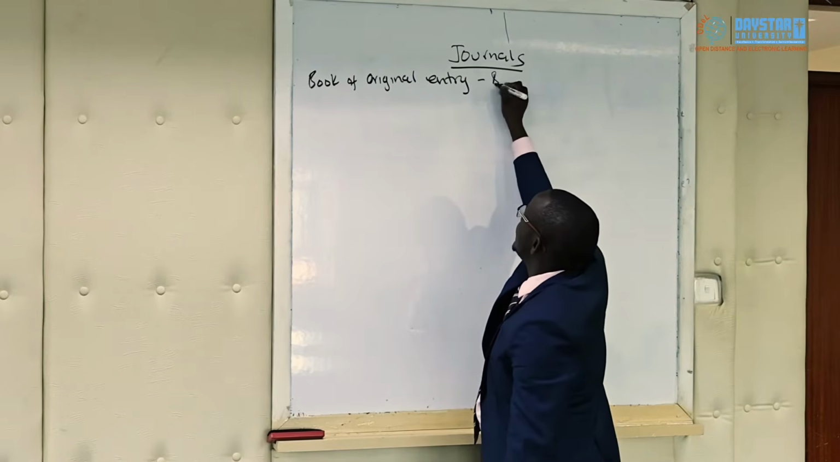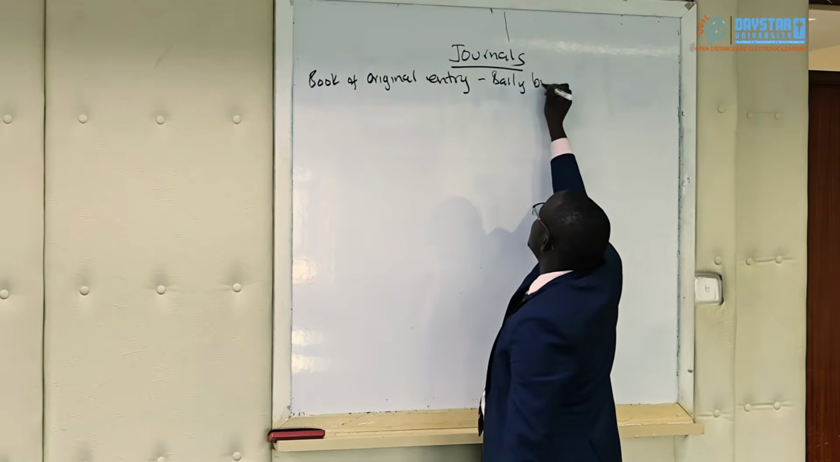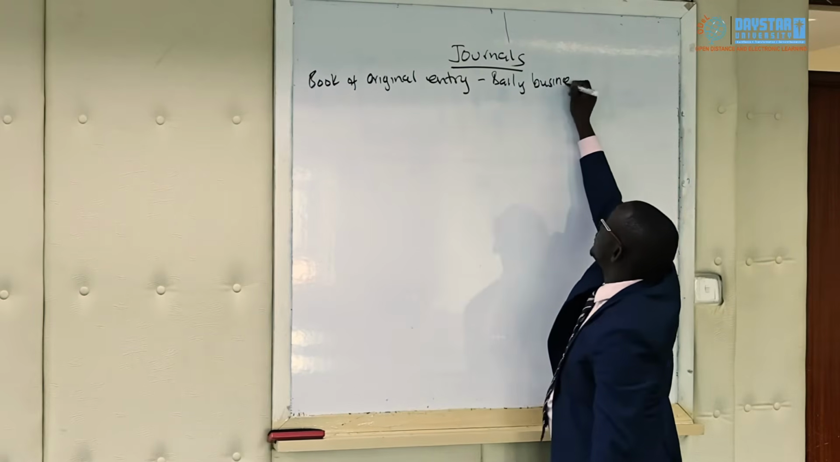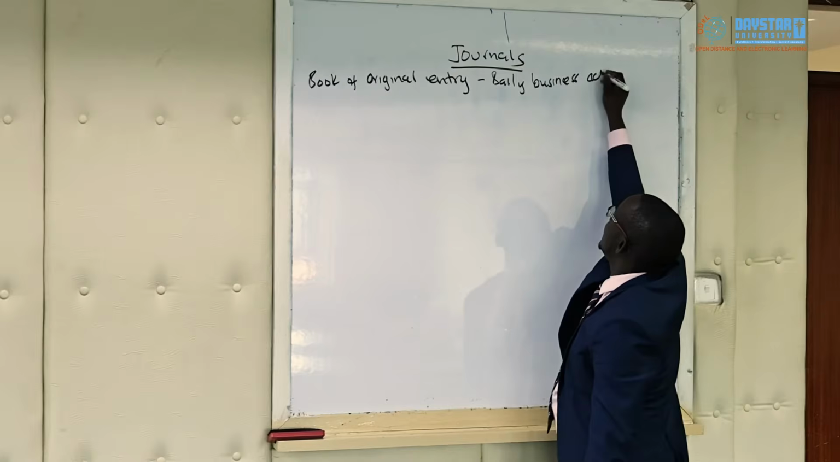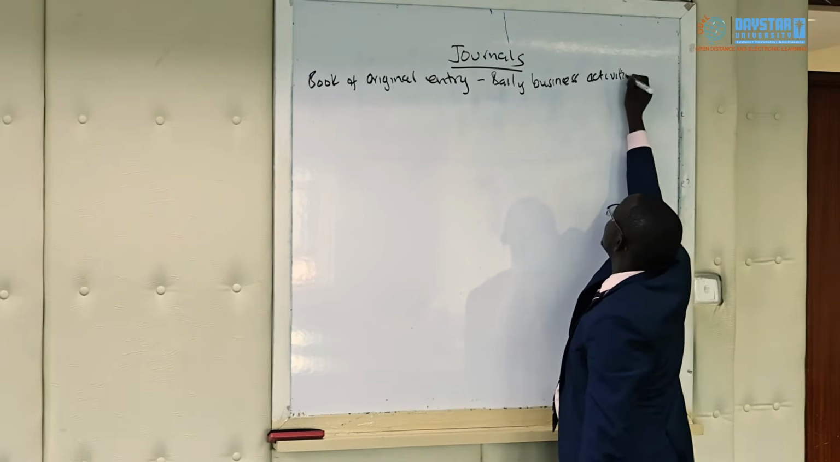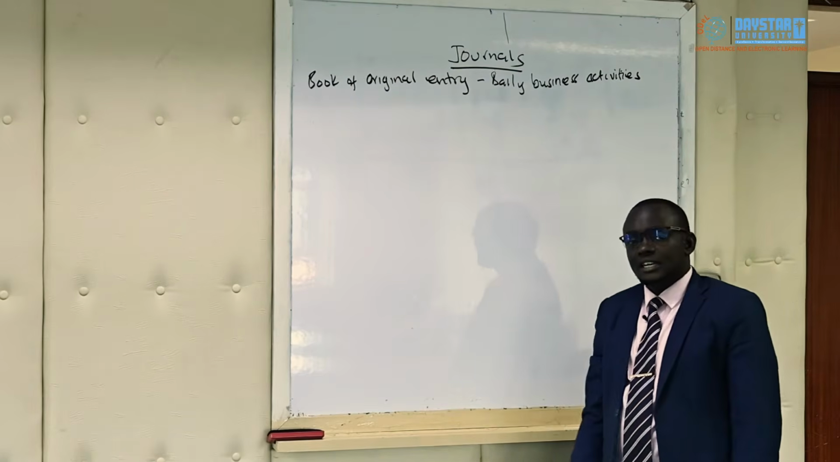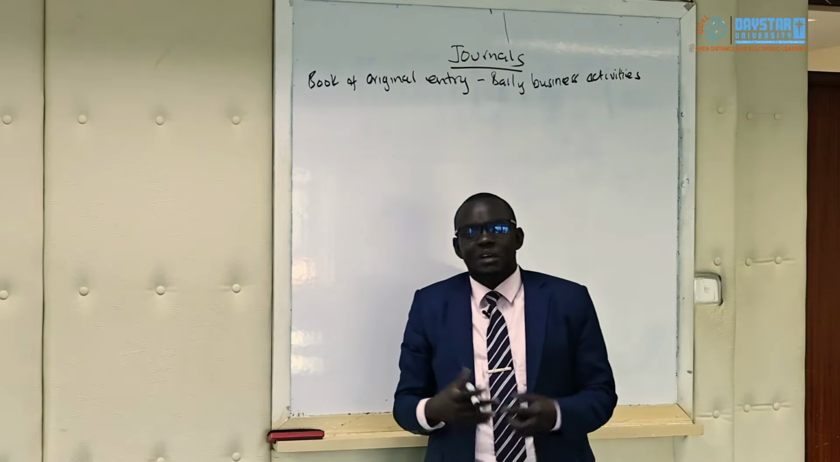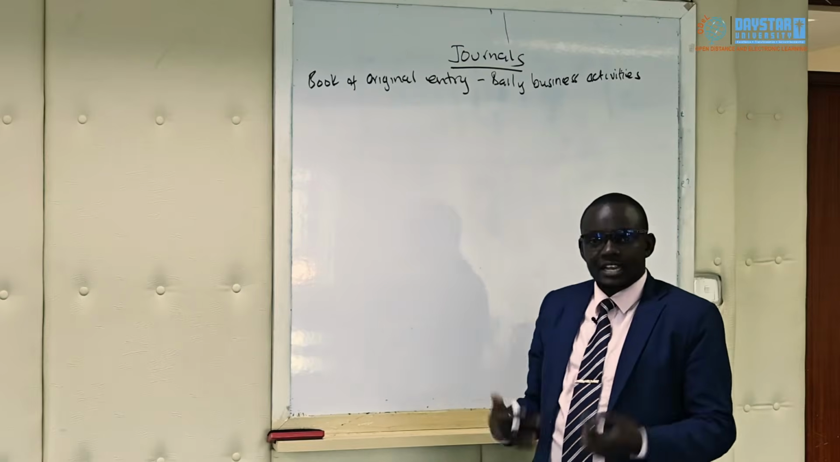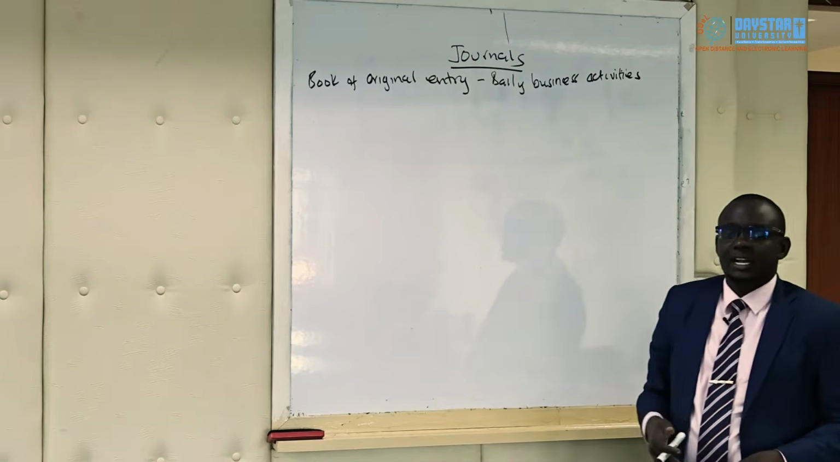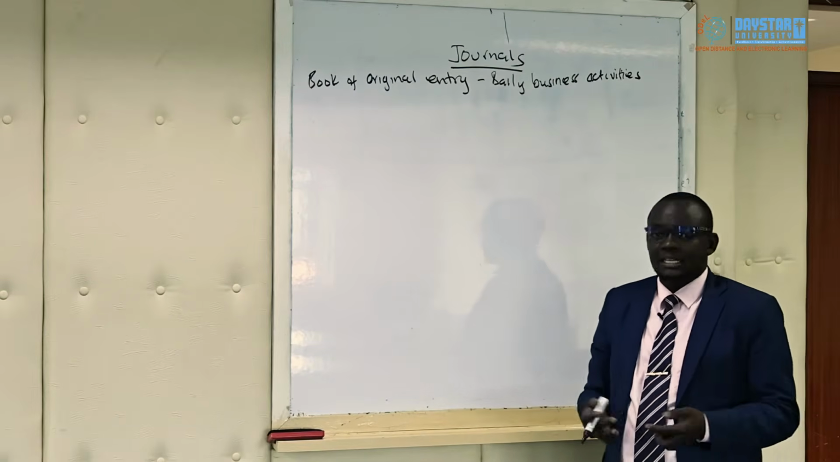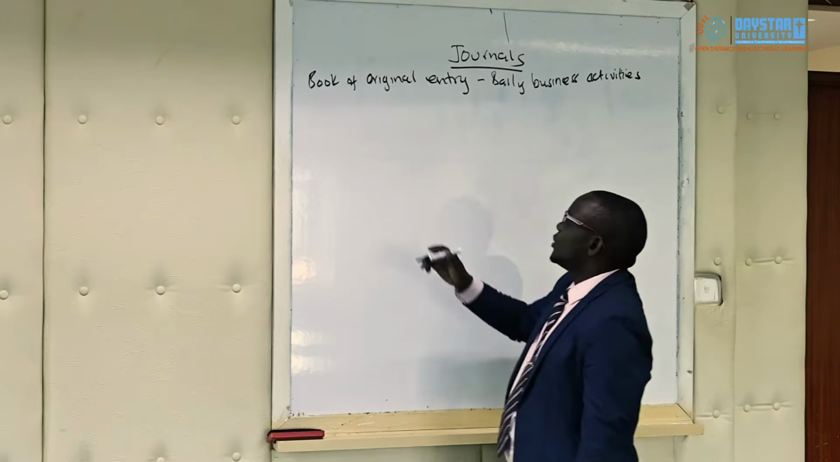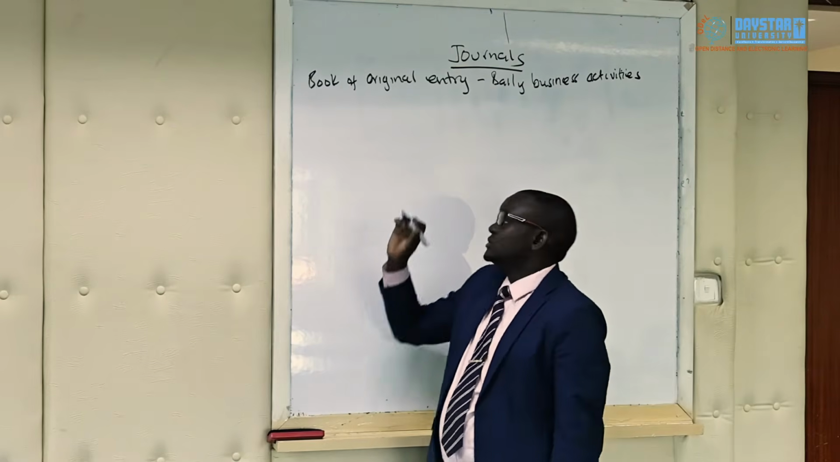This is because they record daily business activities. These business activities include majorly the buying and selling of goods, returning of goods, either goods returned by customers or goods returned by us to the suppliers. So we will have 5 major types of journals.